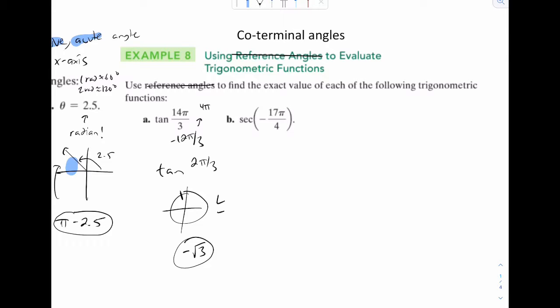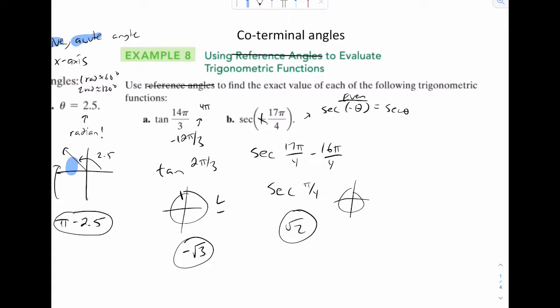For this one, we're going to do the even odd property. Secant is even, which means a negative doesn't matter. So you can make a note there, it's an even function. Let's cross that out. So now I have secant of 17 pi over 4. I'm going to subtract 16 pi over 4, since that's 4 pi. And I'm left with pi over 4, which is much easier. That is root 2. Since I'm looking at the middle value, cosine of pi over 4 is root 2 over 2. Reciprocal, root 2. And we're done.